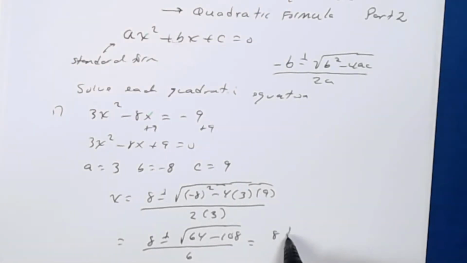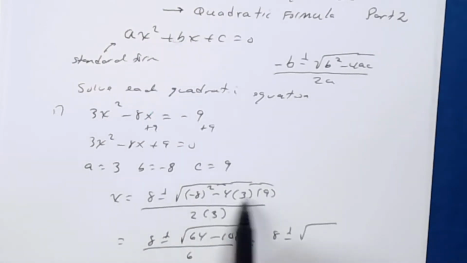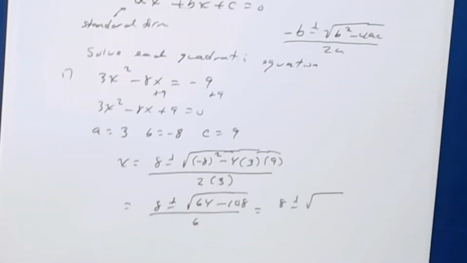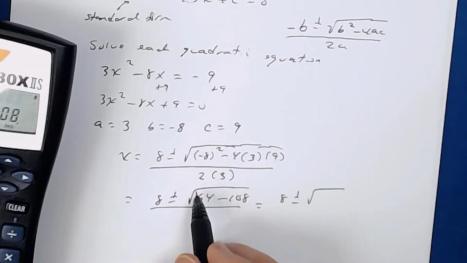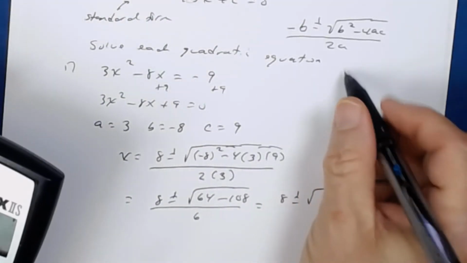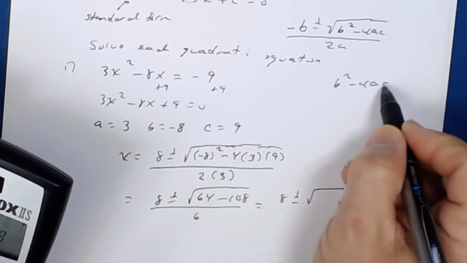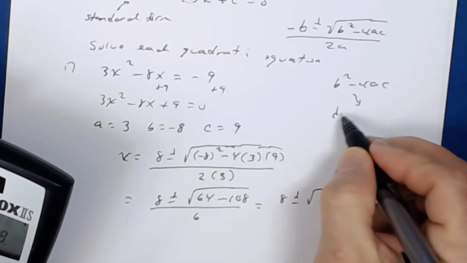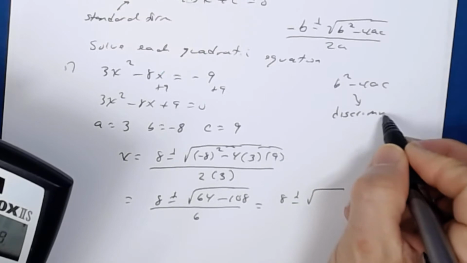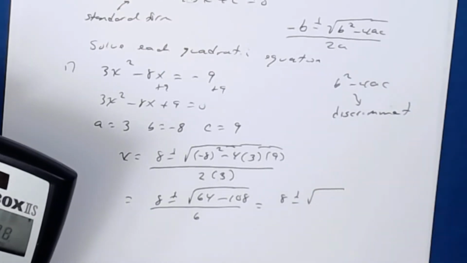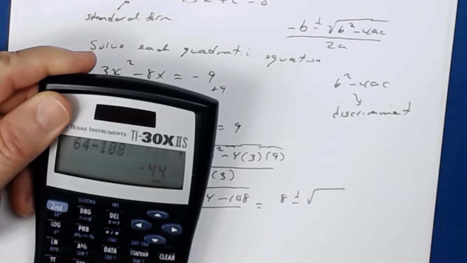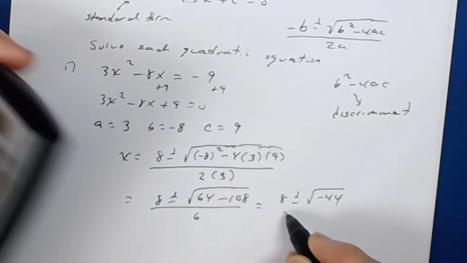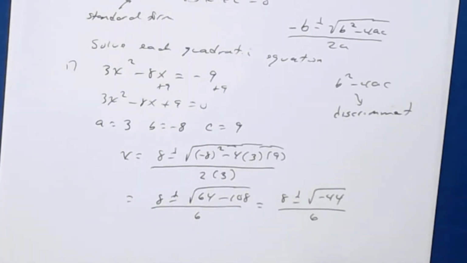So I get 8 plus or minus the square root of. Again, we're simplifying the radicand. Remember, the radicand is also called the discriminant. So this b squared minus 4ac, we hadn't talked about that, but that's called the discriminant. So 64 minus 108 gives us negative 44, all divided by 6. All right, so that's where I'm at.